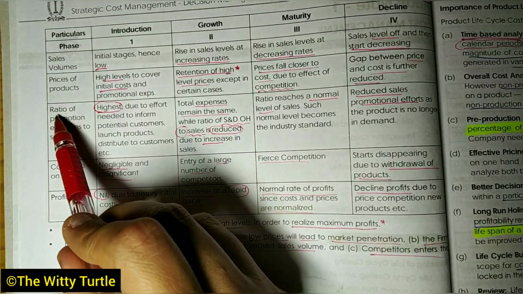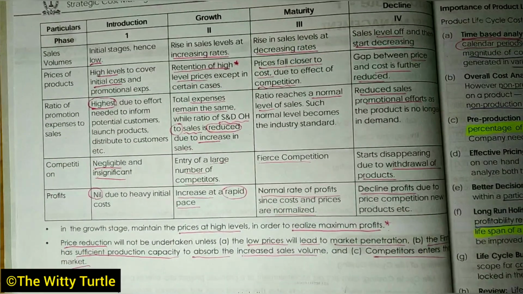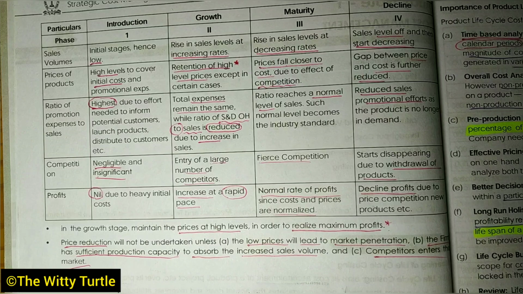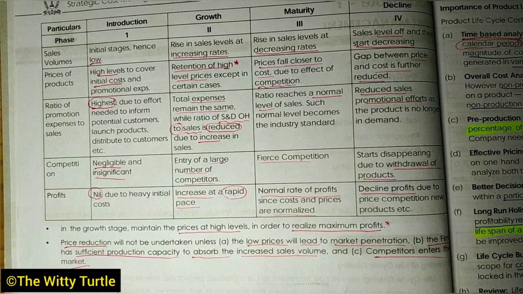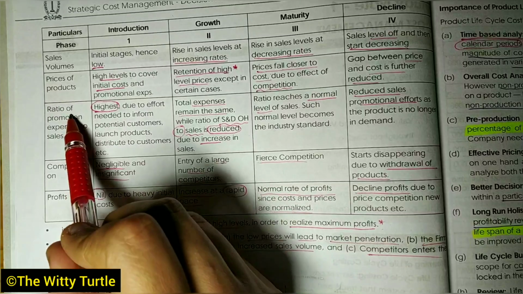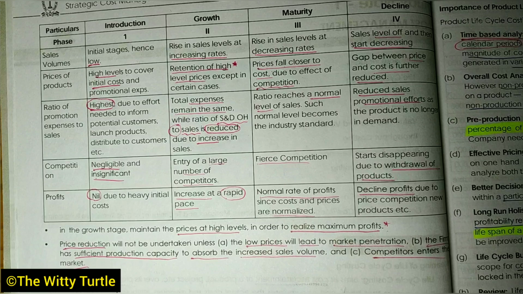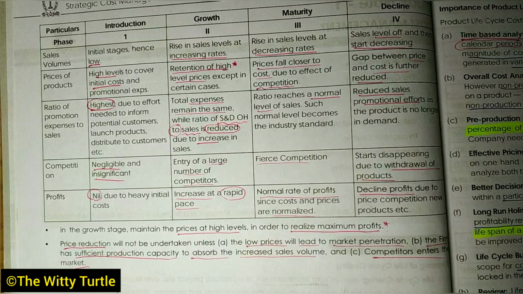Now coming to the third aspect, that is the ratio of promotion expenses to sale. This means how much promotional expense you are making to reach a certain amount of sales. That ratio. For example, to get a sales of 10 crores, you are making a marketing expense of 2 crores. That ratio, 2:10, is what we are talking about here. So that is the highest in the introduction level. Why? Because generally the product is newly launched in the market, and distribution to the customer and creating awareness amongst the customers is very important.